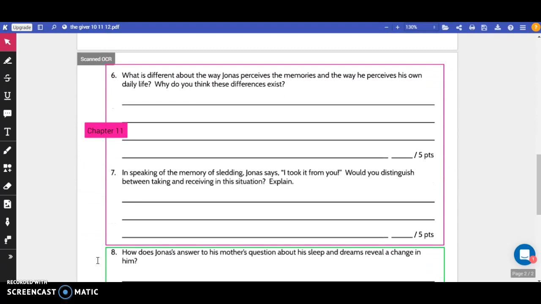Questions 6 and 7 can be answered in chapter 11. Question 6 is, what is different about the way Jonas perceives the memories and the way he perceives his own daily life? Why do you think these differences exist? Question 7. In speaking of the memory of sledding, Jonas says, I took it from you. Would you distinguish between taking and receiving in this situation? Explain.